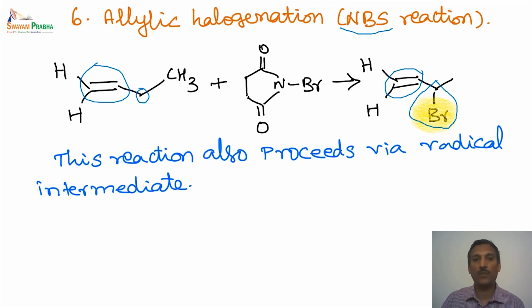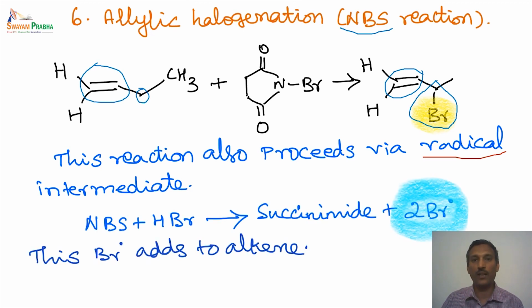If we look at the mechanism, this reaction also proceeds via the radical mechanism. So far, many of the alkyl halide preparation reactions we have seen proceed via radical reactions. So this is the one you have to remember: the hydrogen peroxide mediated anti-Markovnikov addition, the preparation of alkyl halides from alkanes, or even the preparation of alkyl halides from carboxylic acids, and this allylic halogenation reaction. All these reactions involve a radical intermediate as the crucial species.